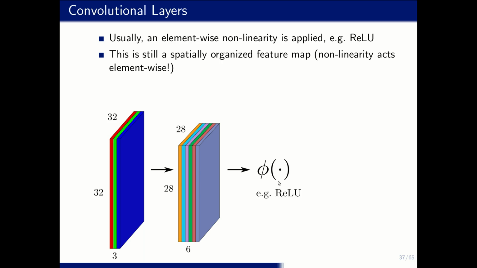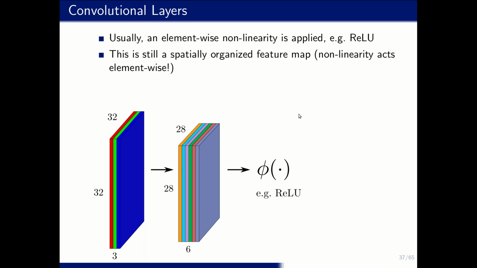We are working with neural networks, and therefore, after having computed this convolutional layer, we apply an element-wise nonlinearity, for example a ReLU or sigmoid. This is a spatially organized feature map, and this nonlinearity just acts element-wise. So we have this feature map, and phi acts on each of these values. We feed a 28 times 28 times 6 feature map into phi, and the output is again 28 times 28 times 6, but phi was applied to each entry. So phi works element-wise, and we still have a feature map.